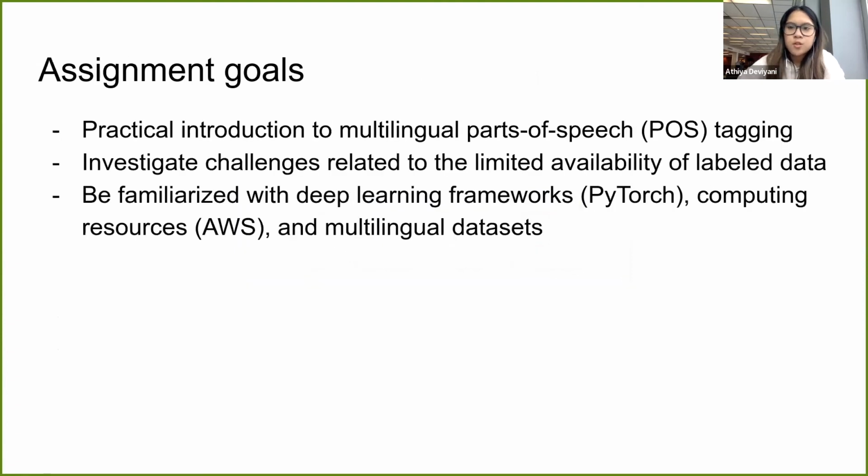As mentioned previously, aside from giving you a practical introduction to multilingual POS tagging, we want to give you an experimental approach to multilingual problems, such as investigating the challenges to languages which are low resource, meaning that there's a limited availability of labeled data. And of course, to familiarize you with deep learning frameworks, AWS, and multilingual data sets.